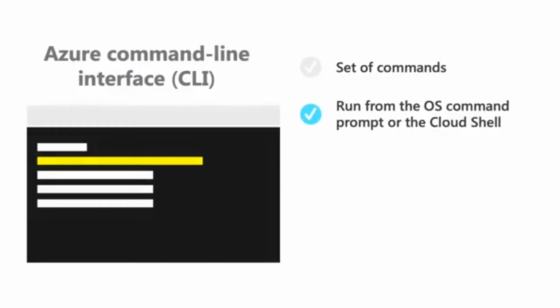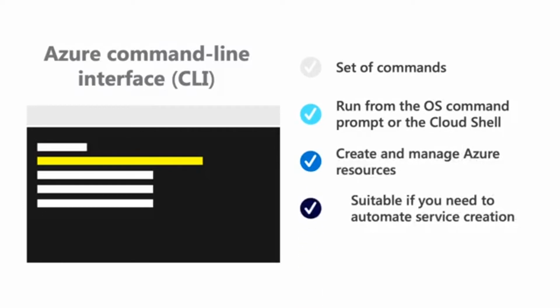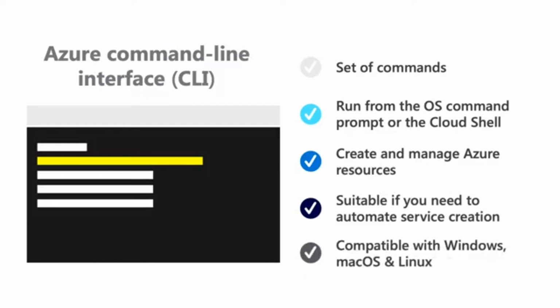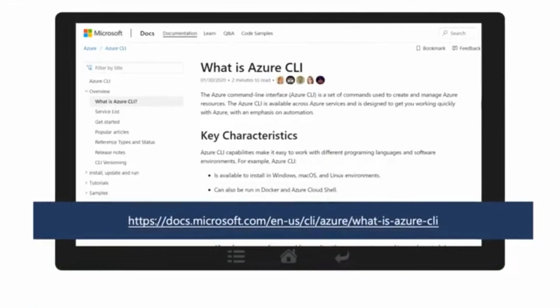The Azure Command Line Interface, or CLI, provides a set of commands that you can run from the operating system command prompt or the Cloud Shell in the Microsoft Azure Portal. You can use these commands to create and manage Microsoft Azure resources. The CLI is suitable if you need to automate service creation. You can store CLI commands in scripts, and you can run these scripts programmatically. The CLI can run on Windows, Mac OS, and Linux computers. For detailed information about the Azure CLI, read What is Azure CLI on the Microsoft website. You can find a link to this document from the additional readings at the end of this lesson.